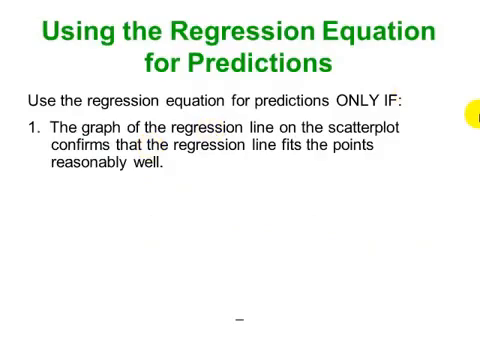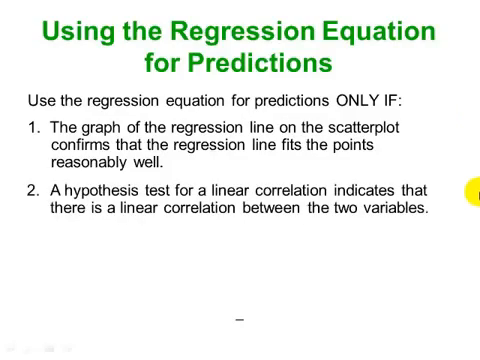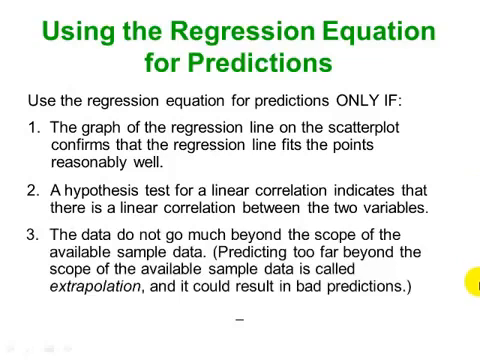Now when we're trying to use our regression equation for predictions, we can only do this if, number one, the graph of the regression line on the scatter plot confirms that the regression line fits the points reasonably well. So in other words, we need to look at the scatter plot and the regression line. Also, if we conduct a hypothesis test for a linear correlation and it indicates that there is a linear correlation between the two variables, that's why we do the hypothesis test. And the third thing is that the data don't go too much beyond the scope of the available sample data. Predicting too far beyond the scope of the available sample data is called extrapolation, and it can result in bad predictions.